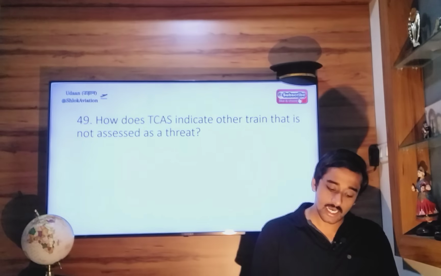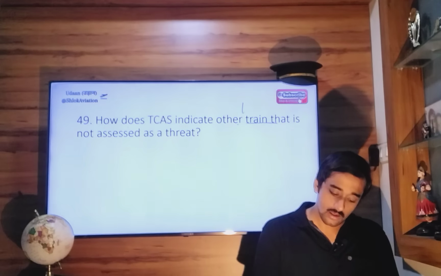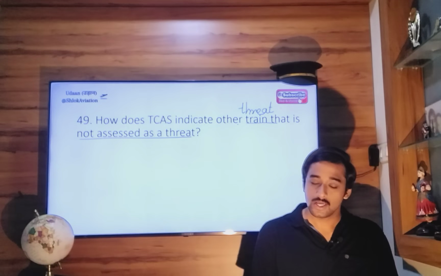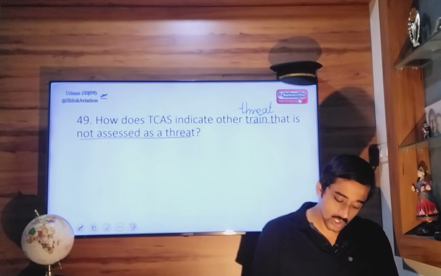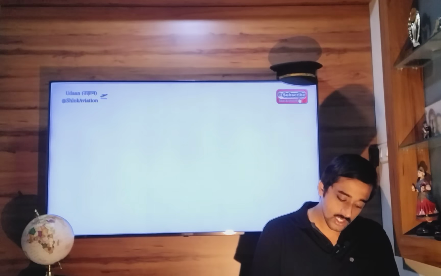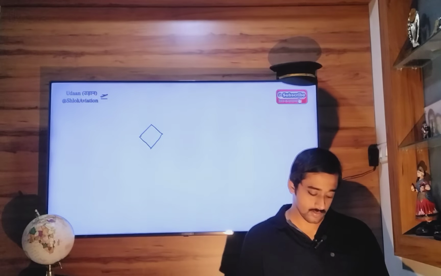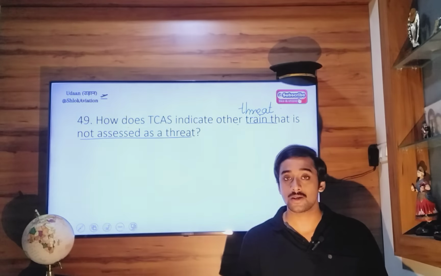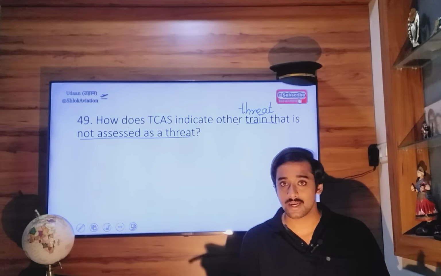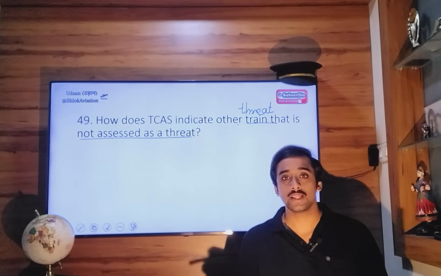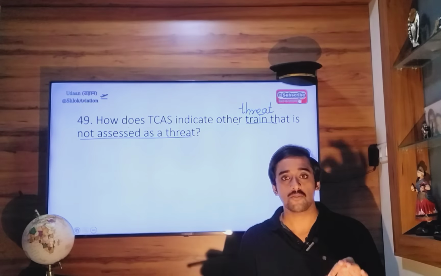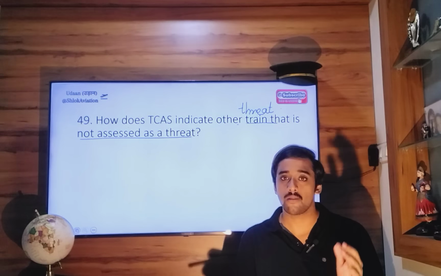How does TCAS indicate other traffic that is not assessed as a threat? So other traffic is shown by a diamond, which is a hollow diamond. So this hollow diamond means other traffic, which is not a threat, and this other traffic will be within the range of your display and plus minus 2700 feet above or below you.